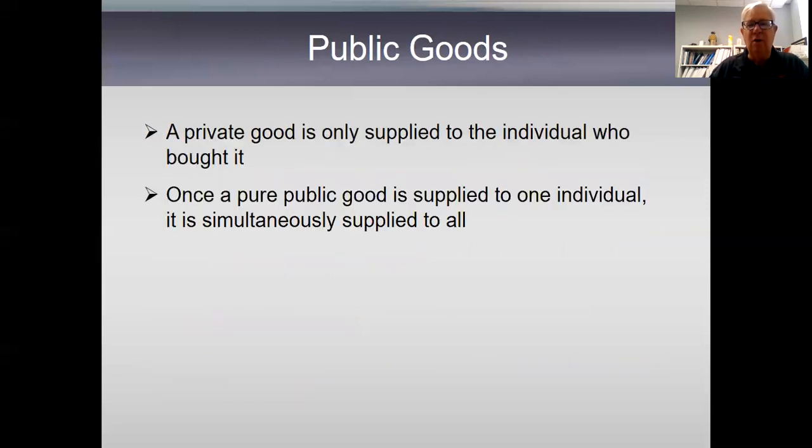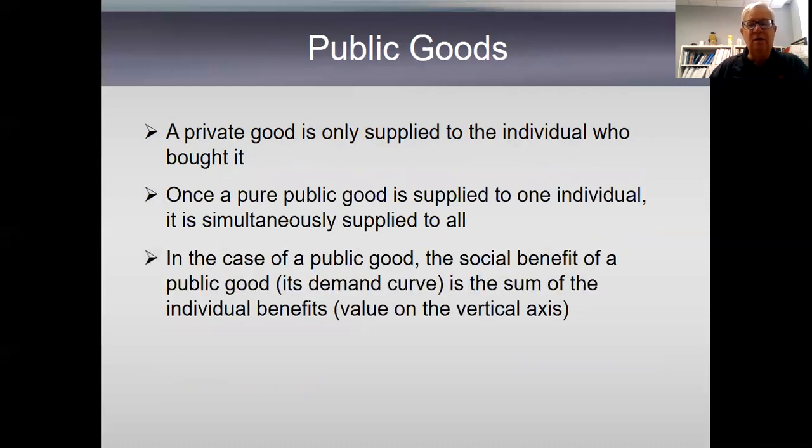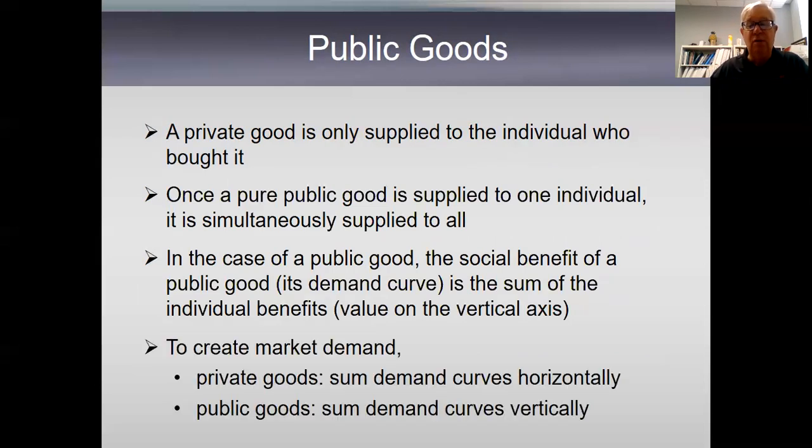A private good, on the other hand, is only supplied to the individual who bought it. But a public good, once it's supplied to one individual, it is at the same time supplied to everybody. In the case of a public good, the social benefit of that good, that's the demand curve, is the sum of the individual benefits that each user of that public good would value the use of that good.